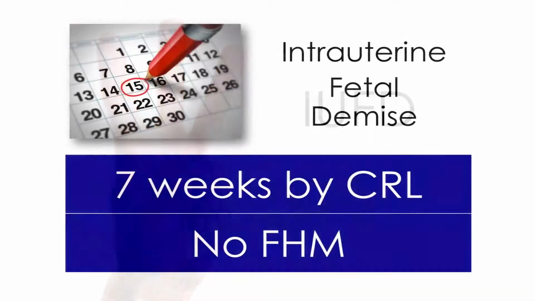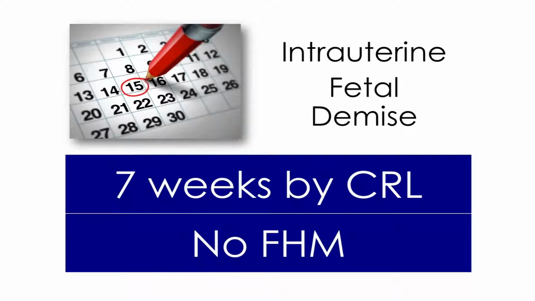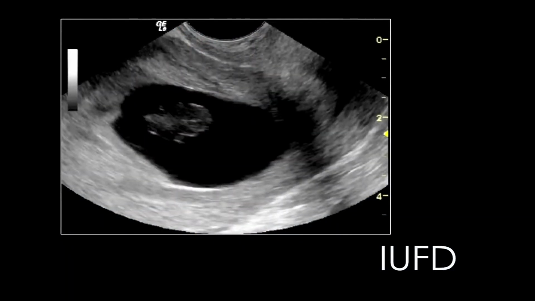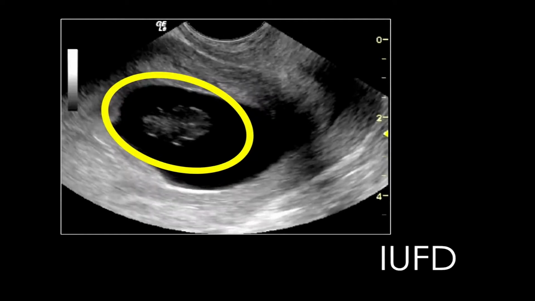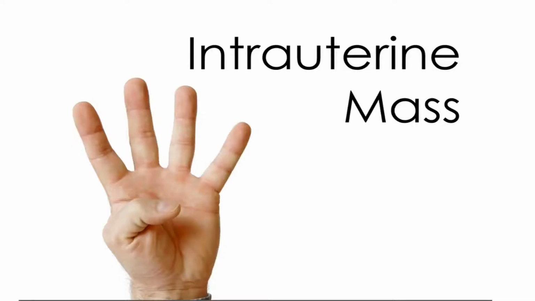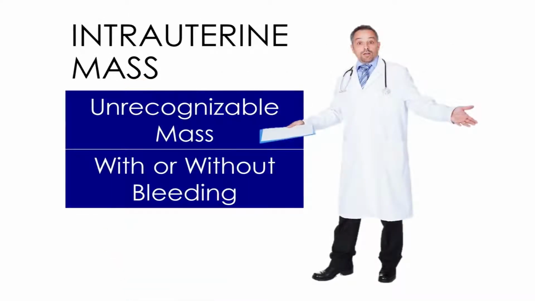Intrauterine fetal demise is diagnosed when an intrauterine pregnancy is greater than 7 weeks gestational age with no evidence of fetal heart motion. This video shows an example of intrauterine fetal demise. You can see there is no evidence of fetal movement or fetal heart motion. The final indicator is the presence of an intrauterine mass that is not a component of a normal intrauterine pregnancy. On ultrasound, the examiner will see an unrecognizable intrauterine mass with or without vaginal bleeding.